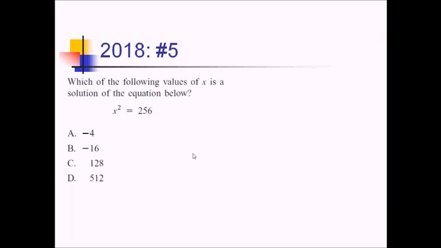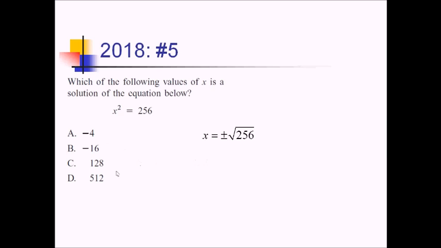For number 5, we want to know which of the following values below is a solution of x squared equals 256. So the most direct way to solve this equation is just square root both sides, remembering that you have a positive negative root when you square root equations. So this is plus or minus square root of 256. And what is the square root of 256? Again, this is the no calculator section.